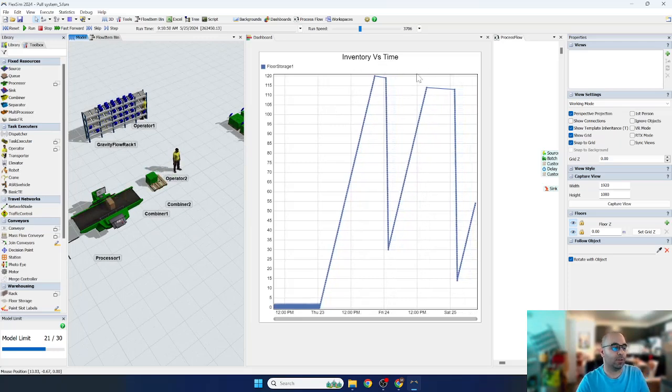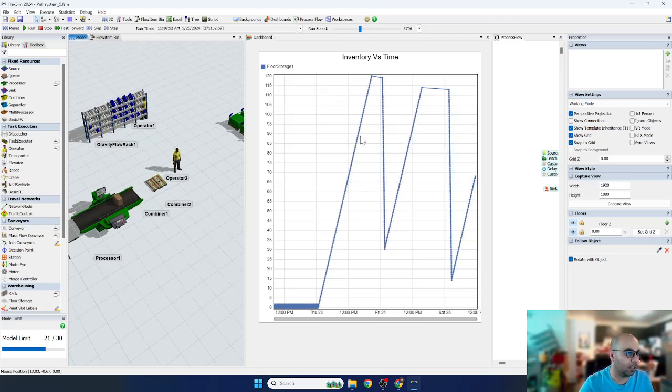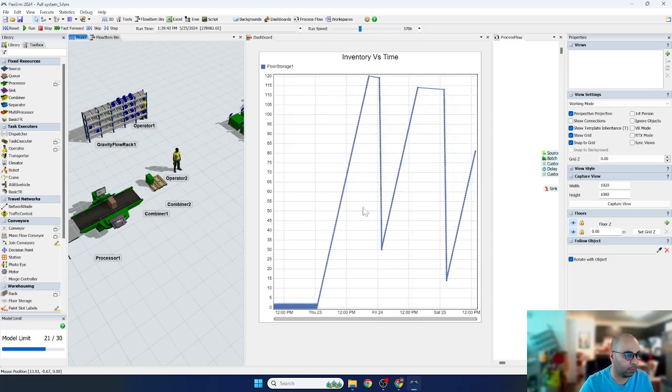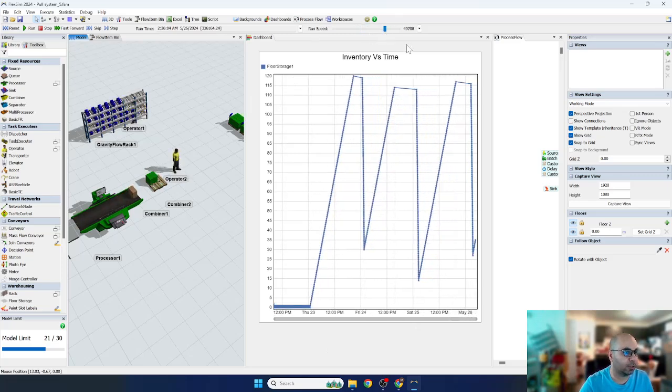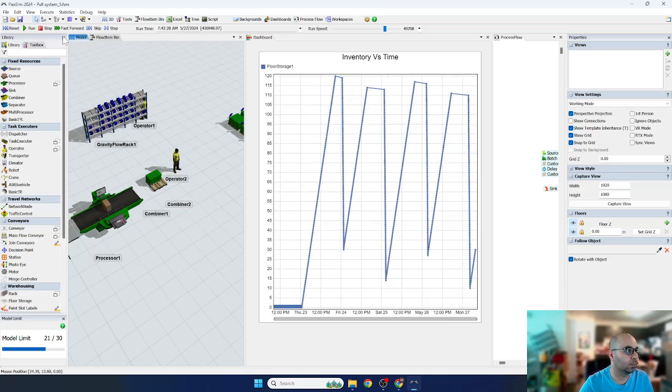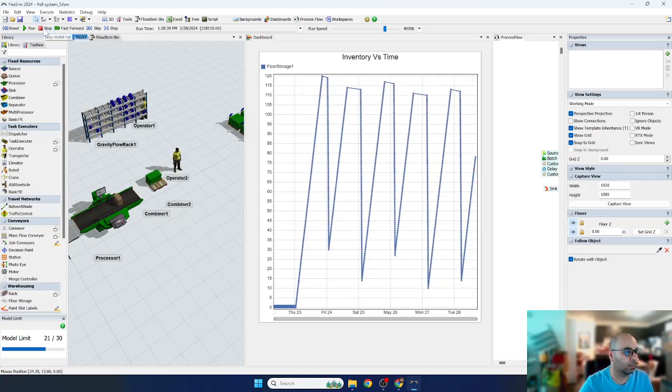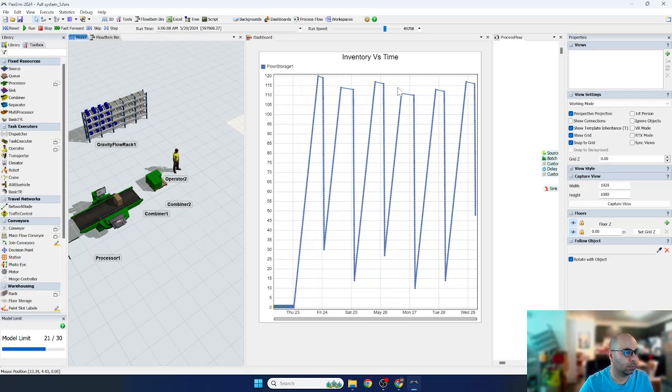In the inventory versus time chart, you can see how much inventory we have over time. If I keep going faster, by the end of each day, this is how much inventory I have in the warehouse. And it's not exceeding more than 120.